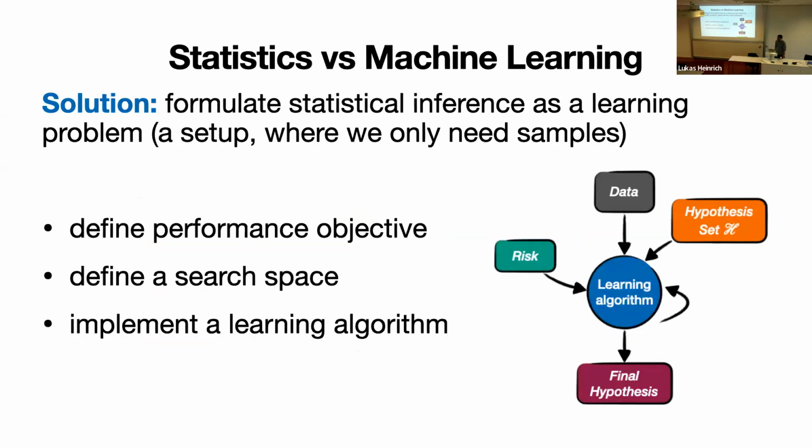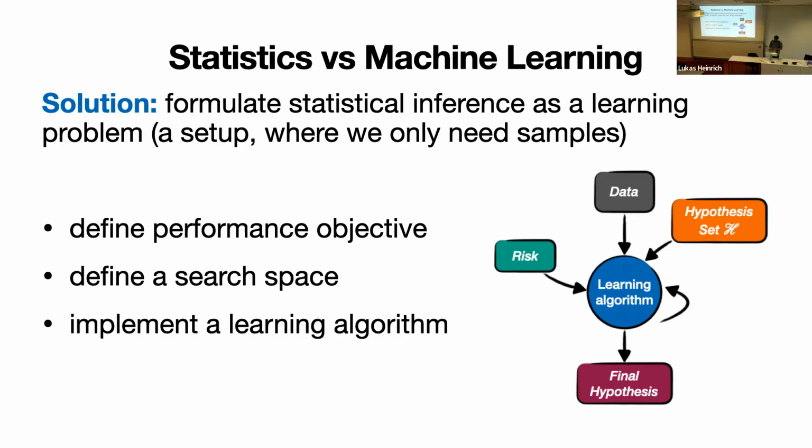Our solution is to formulate statistical inference as a learning problem. Instead of deriving the posterior mathematically, we want to learn an approximation of the posterior. To define statistical inference as a learning problem, we need to do our standard steps. We want to learn something, so what do we need to do? We need to define a performance objective, define a search space, and implement a learning algorithm. Once we have all of these together with the data, we get our final hypothesis. This is what we're going to do today.